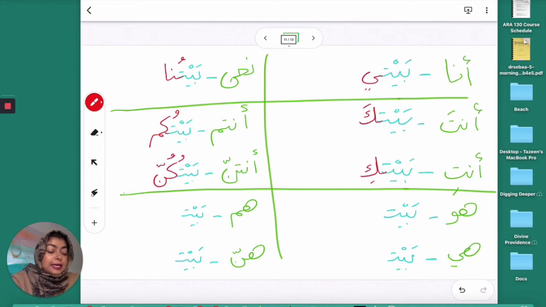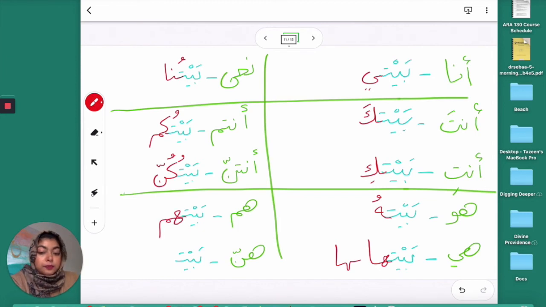His house, بيته. Her house, بيتها. Of course, you could write it like that, or if you want to write it like that, you can do that too. بيتها. Their house, بيتهم. And their house, if it's just a group of women, بيتهن. And of course, same thing here. If you want to write it like this, you can.